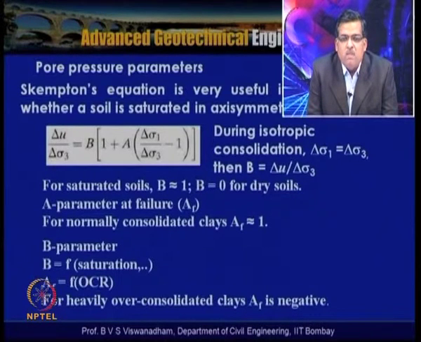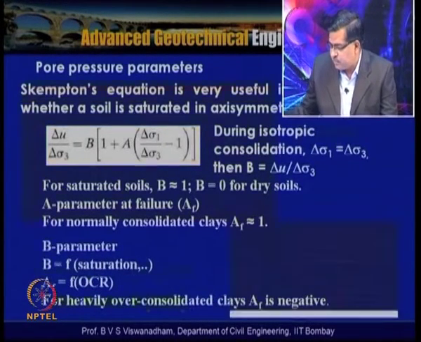So the B parameter is basically a function of saturation, and the A parameter is basically a function of over consolidation ratio. If the over consolidation ratio is high, then it changes into a negative. For heavily over consolidated clays, AF will be negative.